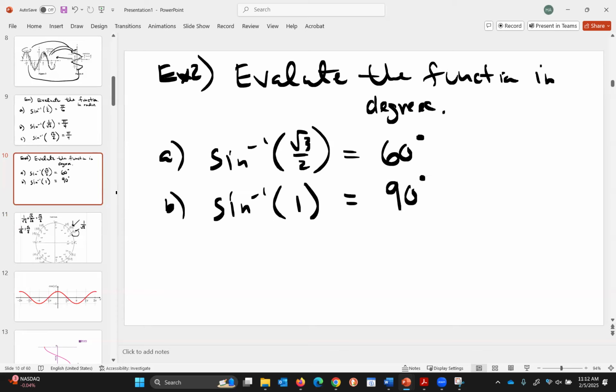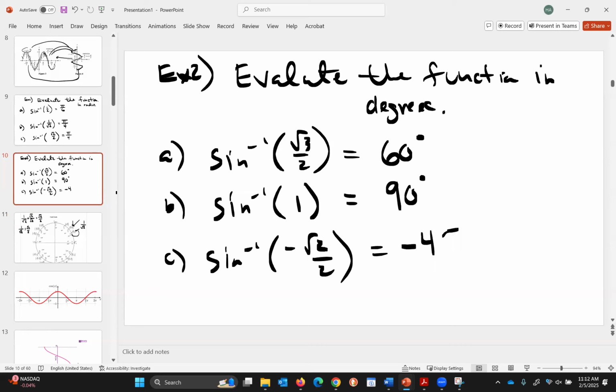Degree mode. Okay, sine inverse of negative root 2 over 2. Negative 45 degrees. Are we okay there? It's always the negative angle because you're going down from the 0 angle.